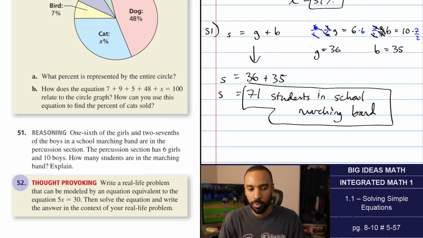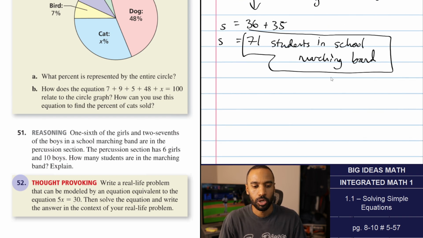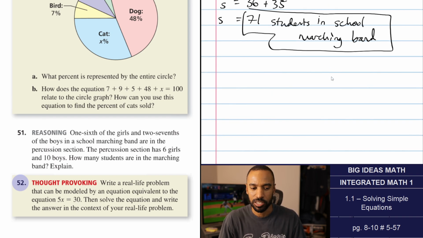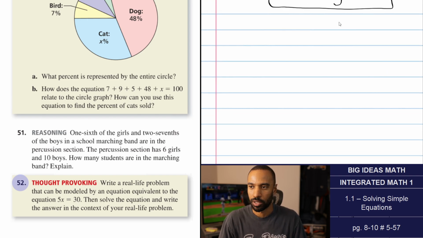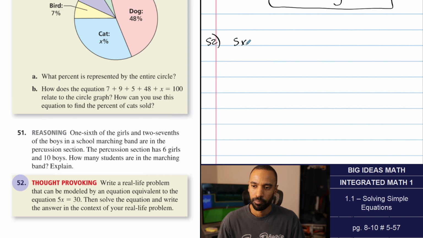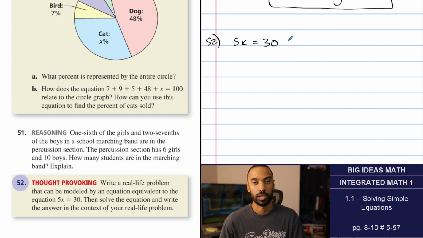All right, number 52, thought-provoking. Write a real-life problem that can be modeled by an equation equivalent to the equation 5x equals 30. Then solve the equation and write the answer in the context of your real-life problem. Okay. So this is totally open-ended. Come up with what you want.